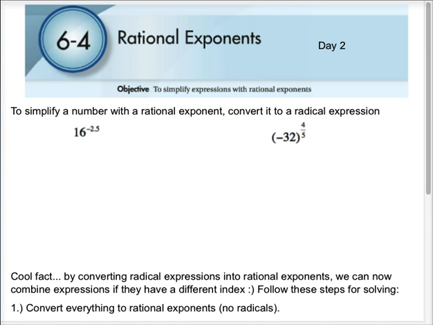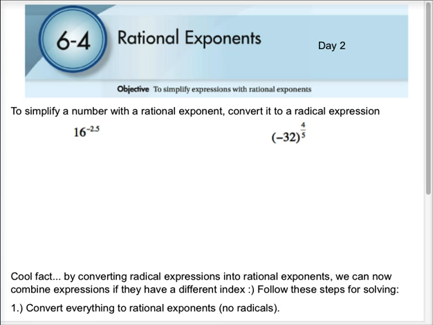So today, instead of just learning how to write rational exponents as radicals and radicals as rational exponents, we're actually going to be taking real expressions to these new concepts. So to begin, we're just going to take a number that has a rational exponent and we're going to simplify it. Okay?